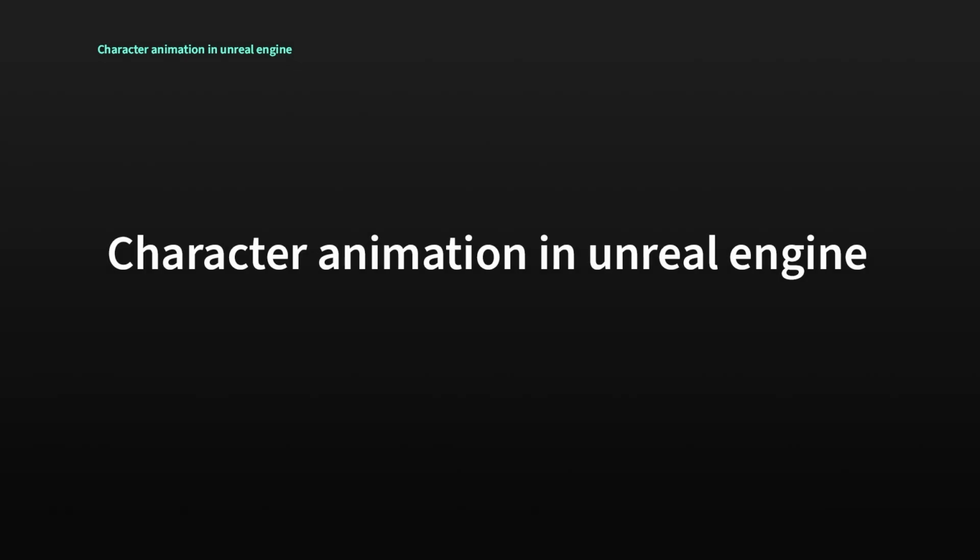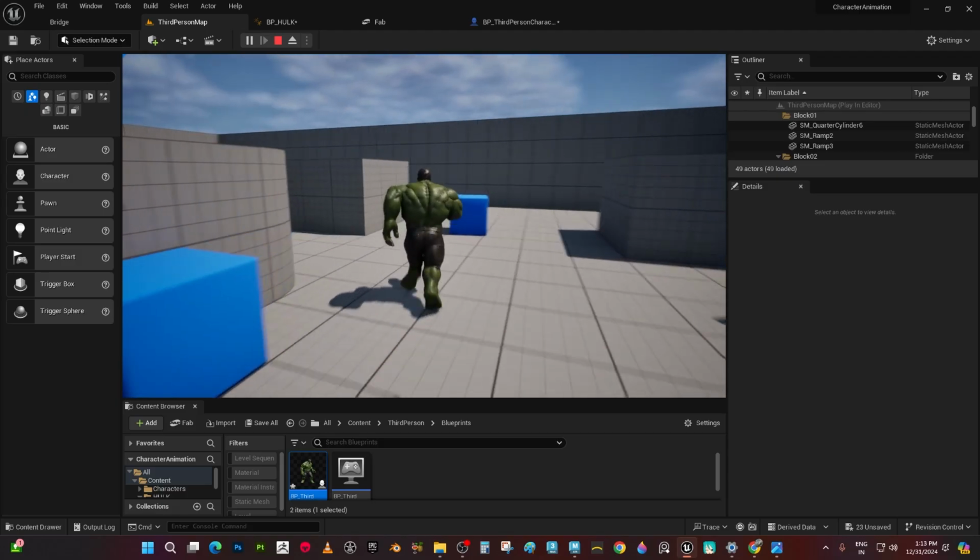This is a step-by-step tutorial that will guide you on how to create character animations for your video games. You will learn how to make your characters walk, run, and jump realistically, just like the ones you see in your favorite games and shows.